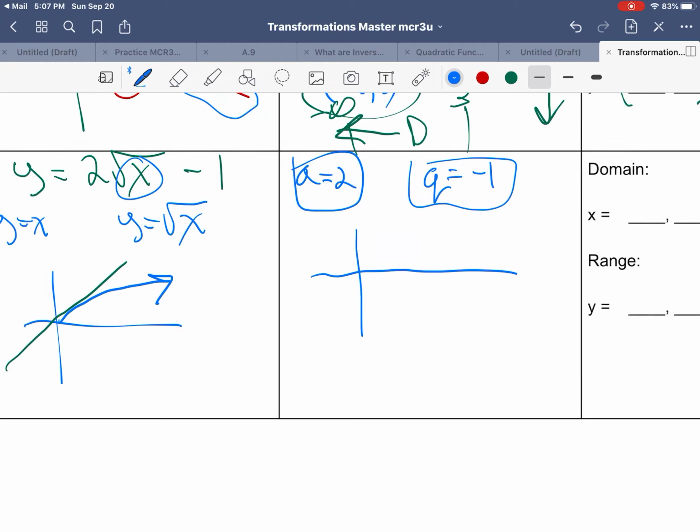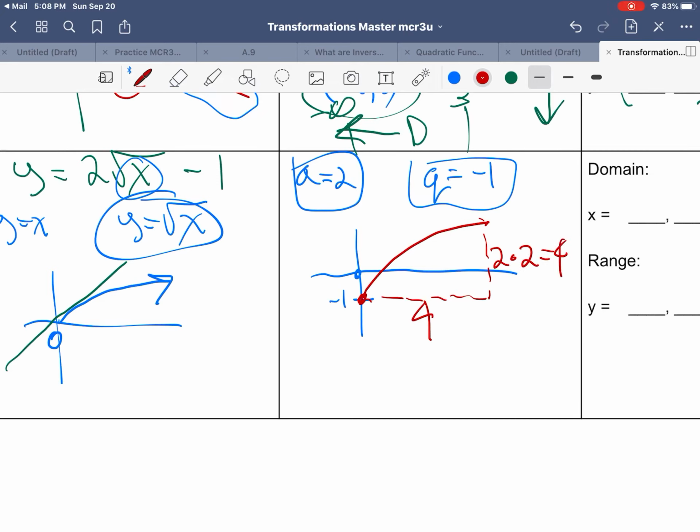So first of all, let's locate our cusp. Last time the cusp was at 0, because we were doing the square root of x at x equals 0, and now it's going to be dropped down by 1 to -1. Okay, and we know that this one is not reflected in any way. So it's going to go like this. It just looks like the original function. Except now, when it goes over by 4, it goes up square root of 4, but we multiply by that a value of 2, and that's 4.